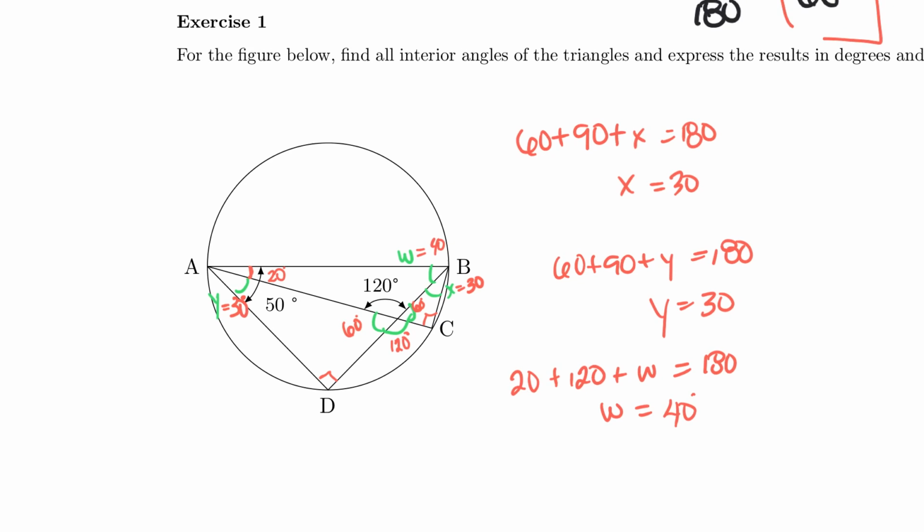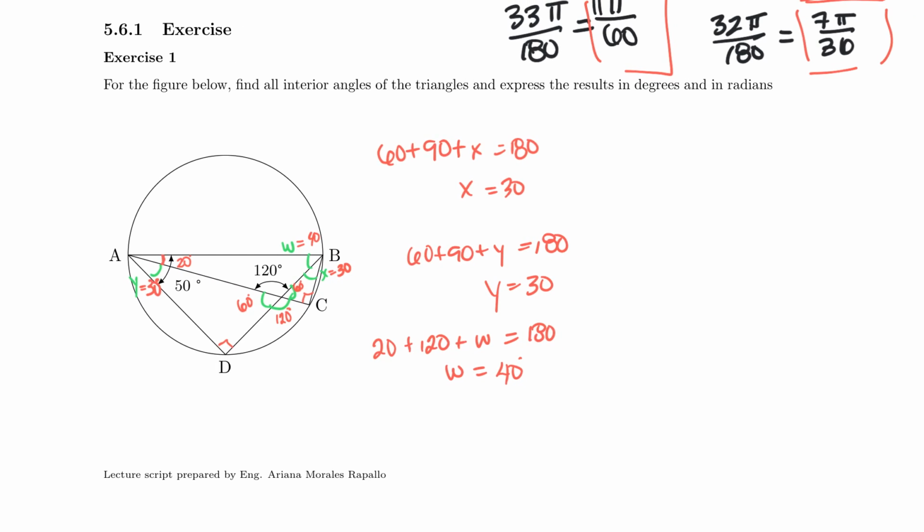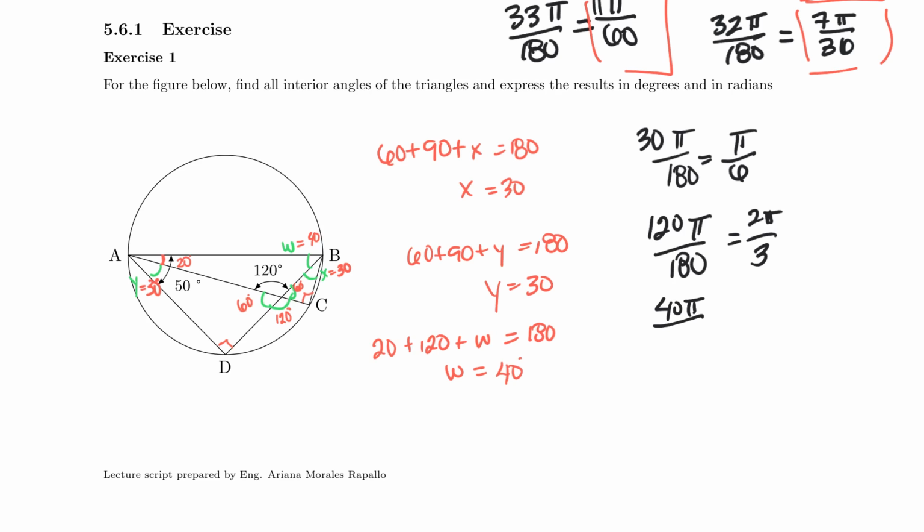Now we have to convert all these angles to radians. Okay, so let's make a list here. We have 30, how do we convert it to radians? We multiply by pi divided by 180 degrees. And this will be equal to pi over 6. Another angle that we have is 120 multiplied by pi divided by 180, which is equal to 2 pi over 3. What other angle do we have? We have 40 times pi divided by 180, and this will be 2 pi over 9.